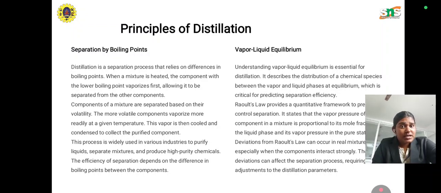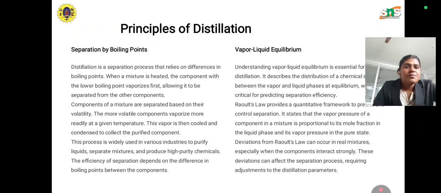This process is widely used in various industries to purify liquids, separate mixtures and produce high quality chemicals. The efficiency of the separation depends on the difference in boiling points between the components. So next, the other principle is vapor liquid equilibrium. Understanding vapor liquid equilibrium is essential for distillation. It describes the distribution of a chemical species between the vapor and liquid phases at equilibrium, which is critical for predicting separation efficiency. Here Raoult's law plays an important role.